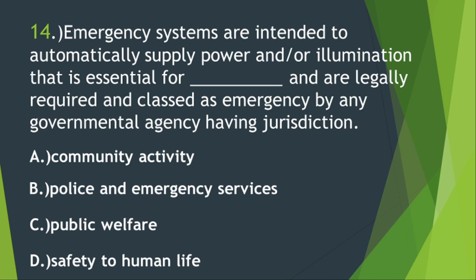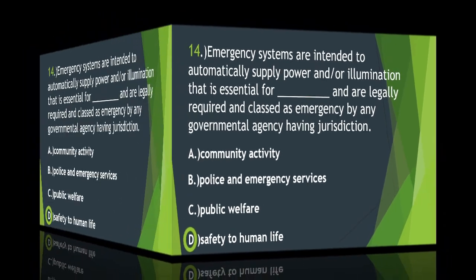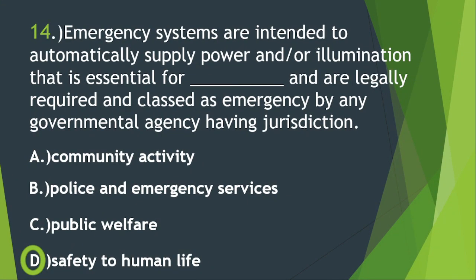Number 14. Emergency systems are intended to automatically supply power and/or illumination that is essential for blank and are legally required and classed as emergency by any governmental agency having jurisdiction. A. Community activity. B. Police and emergency services. C. Public welfare. D. Safety to human life. Answer is D. Safety to human life.